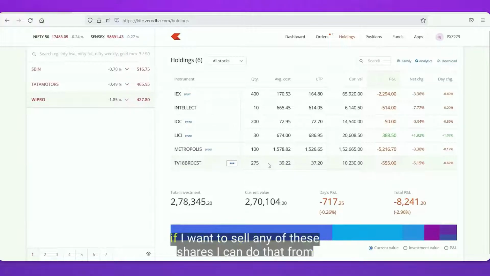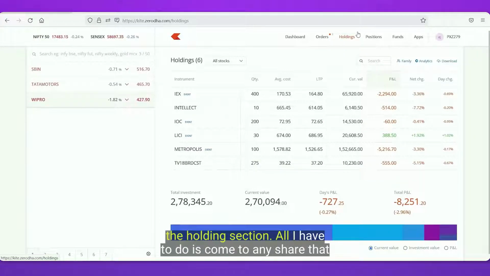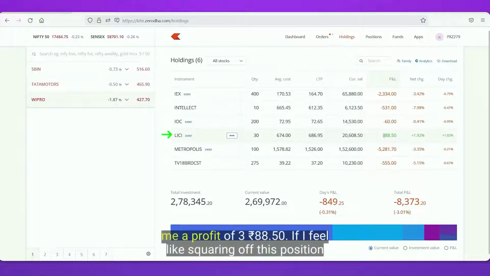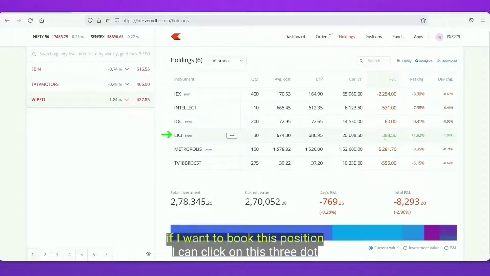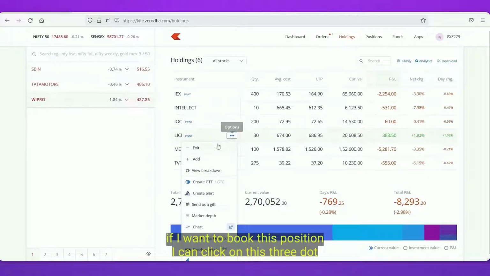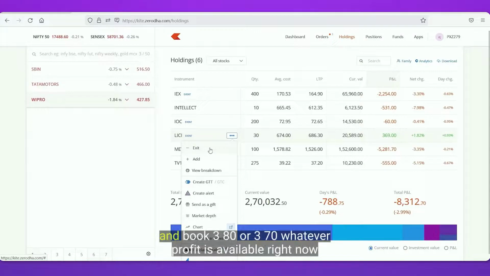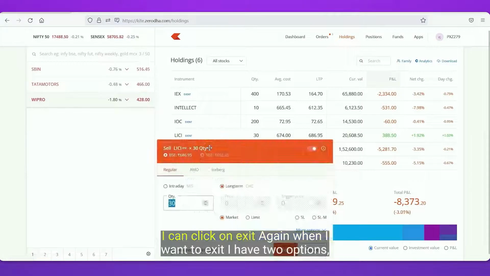Now let us say if I want to sell any of these shares, I can do that from the holdings section. All I have to do is come to any share that I want to book profits on. For example, right now LICI is giving me a profit of 388 rupees 50 paisa. If I feel like squaring off this position, if I want to book this position, I can click on this three dot and click on exit. That means I want to exit from this position and book 380 or 370, whatever profit is available right now. I can click on exit.